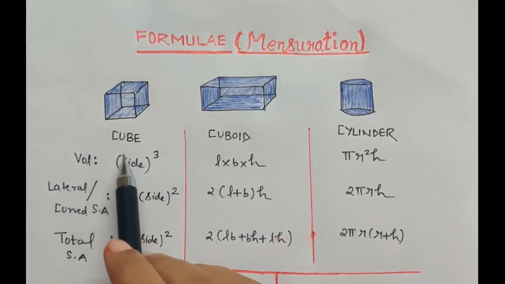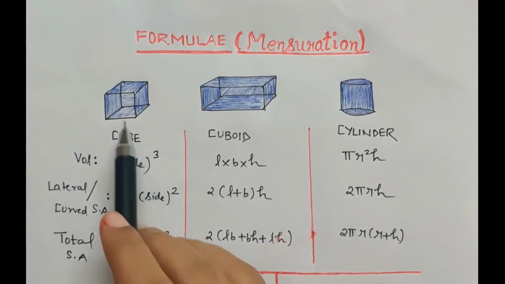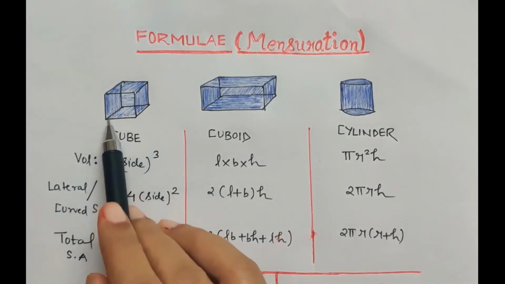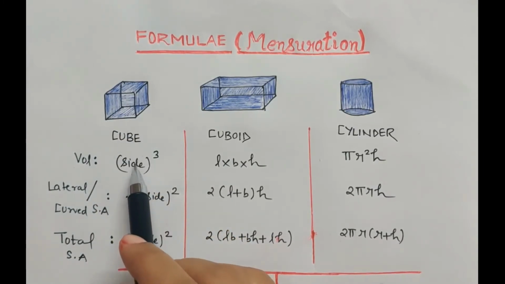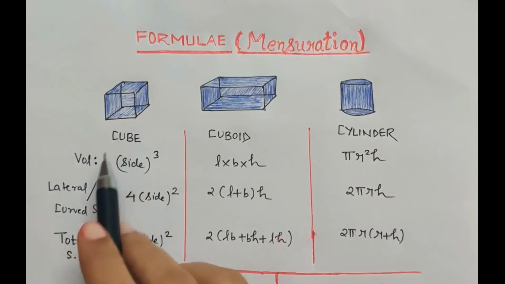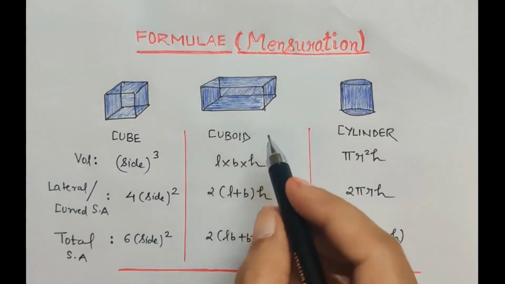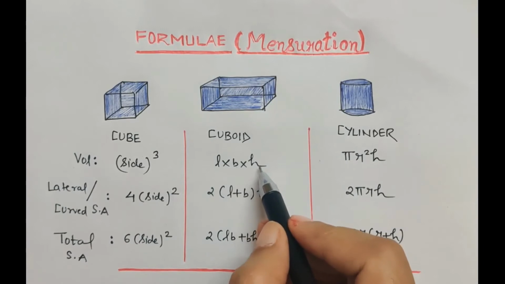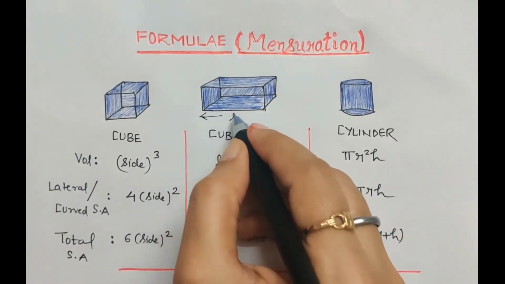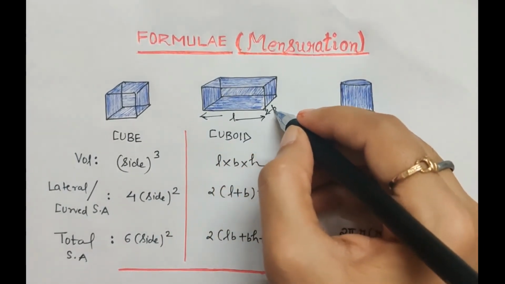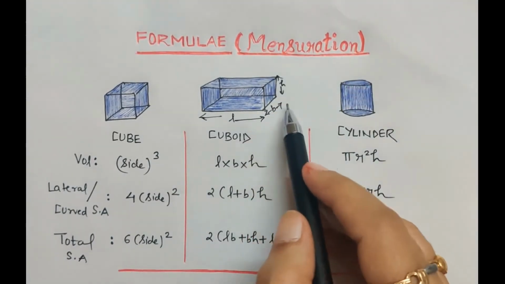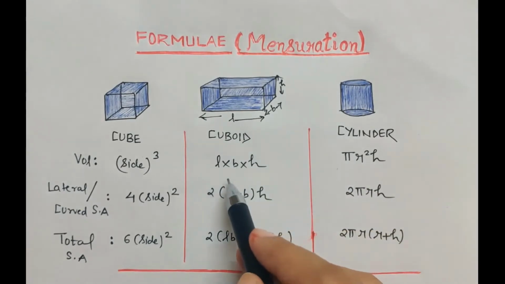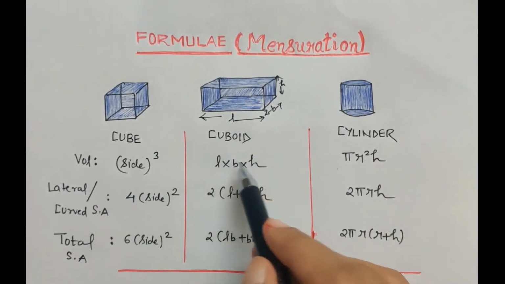Volume of cube is cube of the side. Whatever the edge is given in the question, we just cube that value. That will give us the volume of the cube. And volume of cuboid is length into breadth into height. So this is length, this is breadth and this is height. If these three dimensions are given in the question, we can easily find the volume of the cuboid.